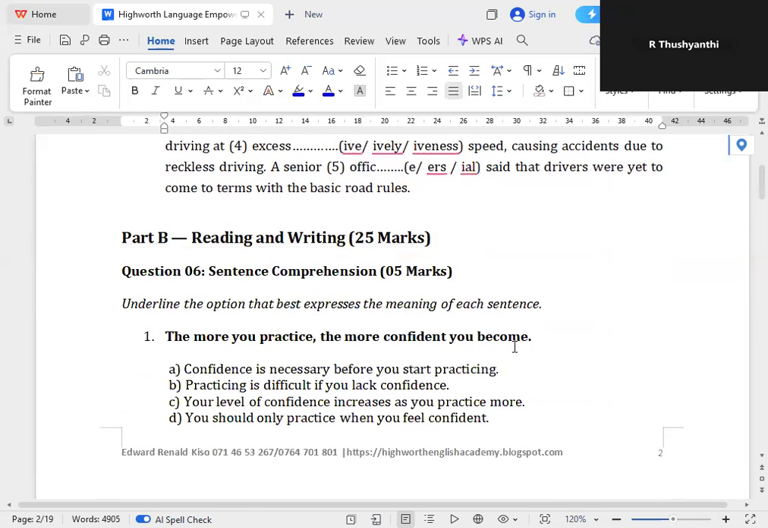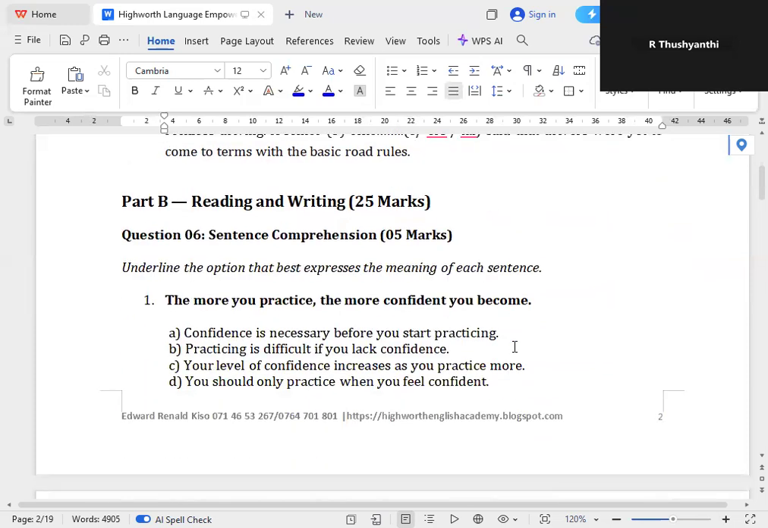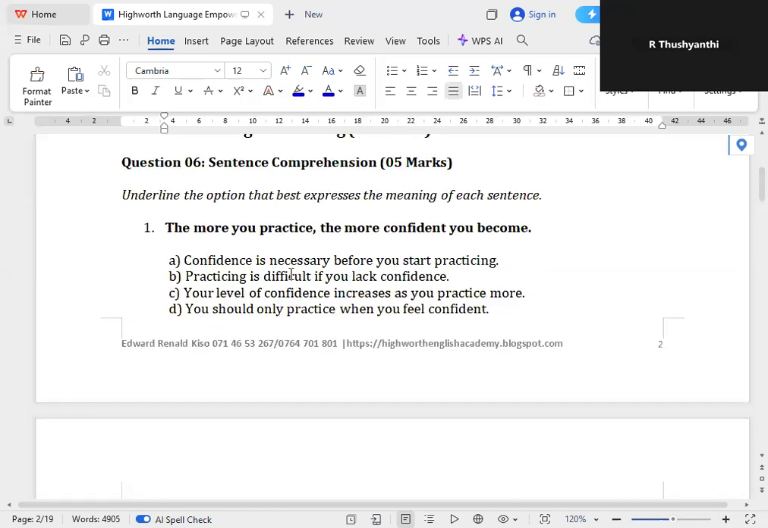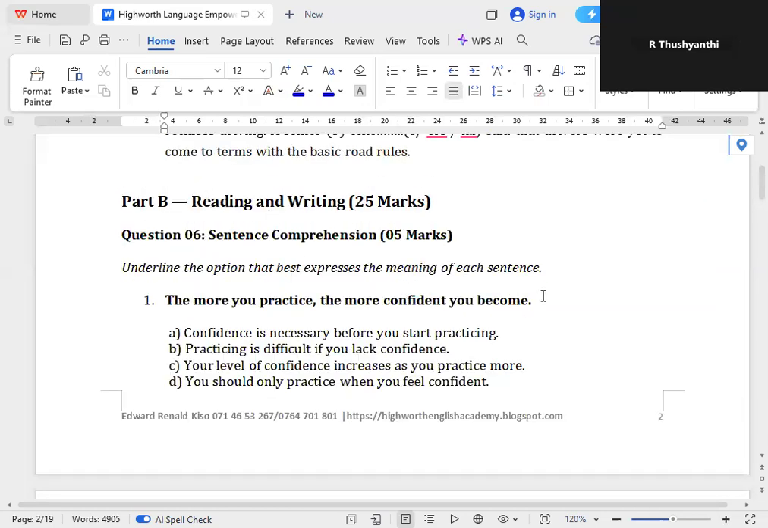Okay, and the B part, the second part of the first paper, is all about reading and writing. You can score 25 marks for all the questions from the sixth question. In the reading part, reading means whether you can understand what you read. In the sixth question, there are some sentences. You have to read the sentence and understand the sentence, right? So it tests your understanding of the sentences. See, the sentences are in dark letters.